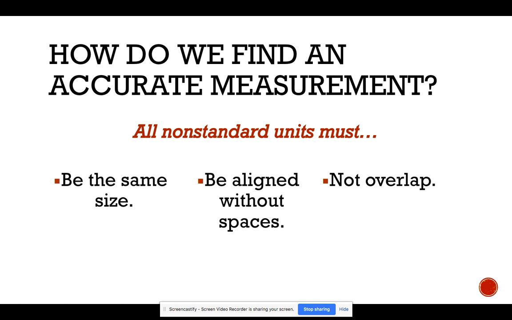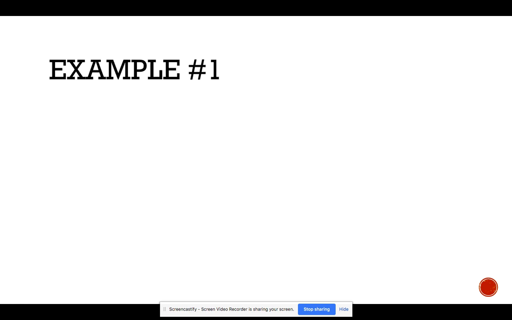So there are three things to keep in mind when we're using a non-standard unit. Those three things are: the non-standard units must be the same size, they have to be aligned without spaces, and they cannot overlap. So let's look at some examples to get a better understanding of how we use non-standard units to find measurement. So first we have example number 1.